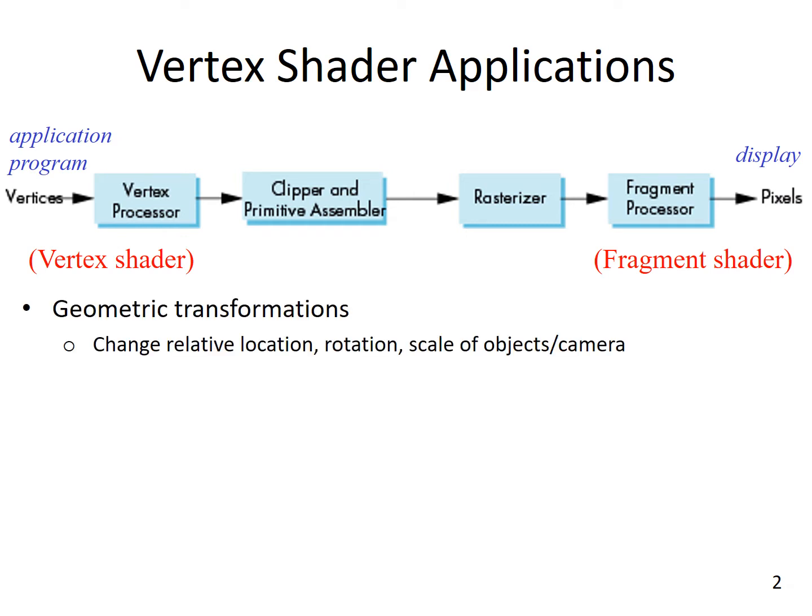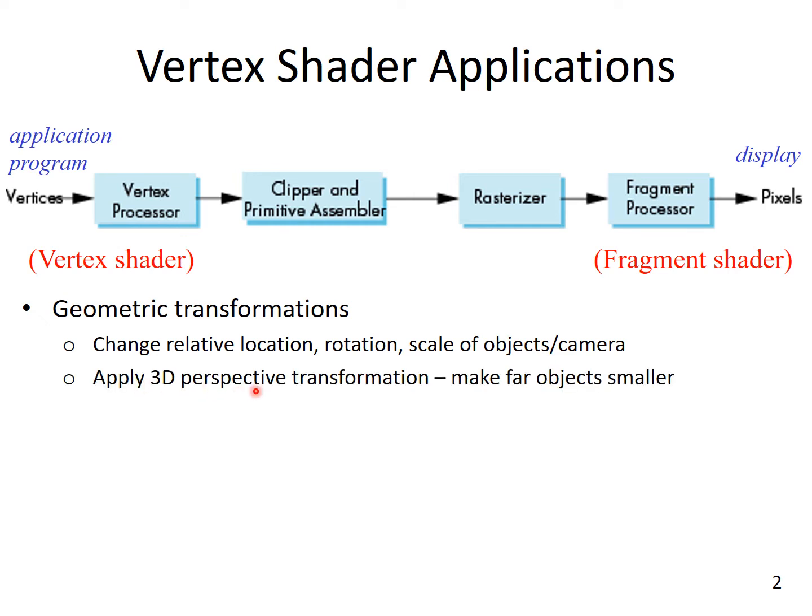Geometric transformations, that is changing the relative location, the rotation and scale of objects and camera, are performed in the Vertex shader. Applying 3D perspective transformations, which makes far objects smaller, is also performed inside the Vertex shader. Moving of vertices is also performed inside the Vertex shader. This is called morphing. Once you move the vertices of an object, it morphs to a different object.